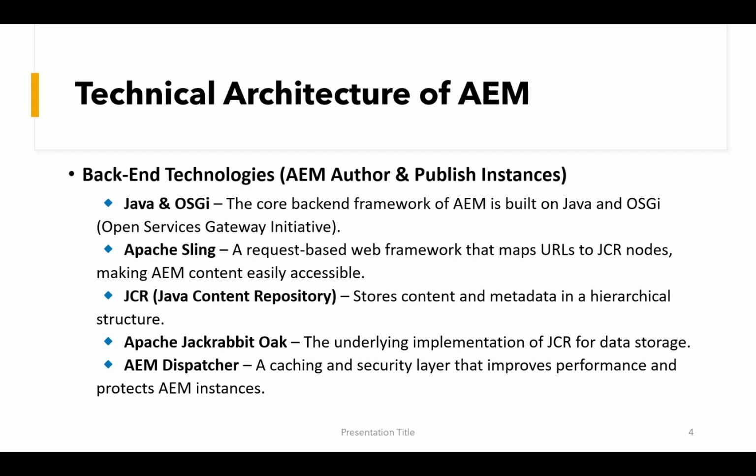Now we see the technical architecture of AEM. We see what the backend technologies are, like Java and OSGi. The core backend framework of AEM is built on Java and OSGi, Open Services Gateway Initiative. Then we have Apache Sling, a request-based web framework that maps URLs to JCR nodes, making AEM content easily accessible. Then we have JCR at the backend, Java Content Repository, which stores content and metadata in a hierarchical structure. Apache Jackrabbit Oak is the underlying implementation of JCR for data storage. Then we have AEM Dispatcher, a caching and security layer that improves performance and protects AEM instances.